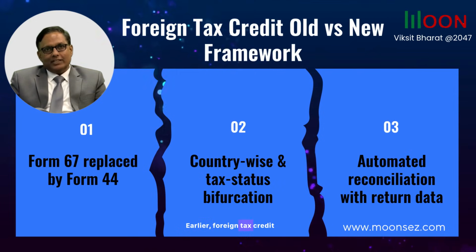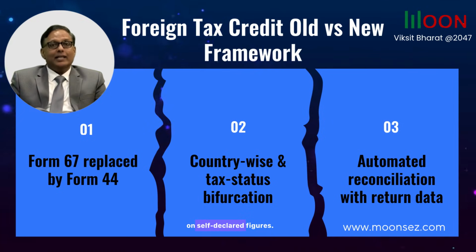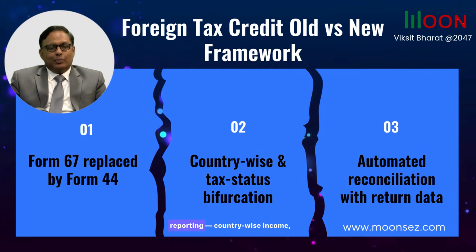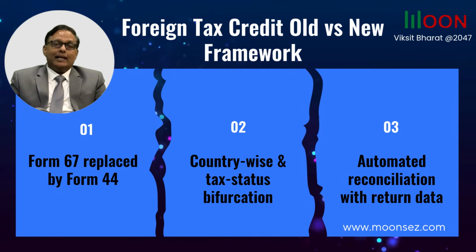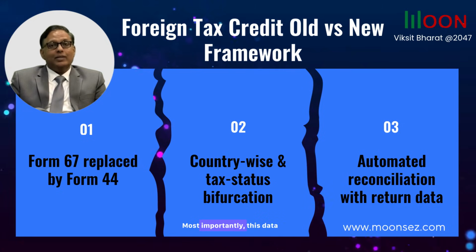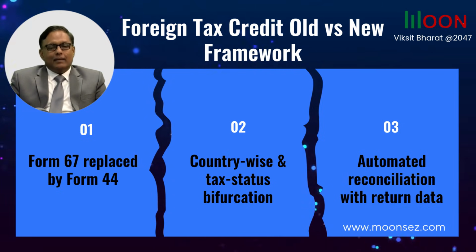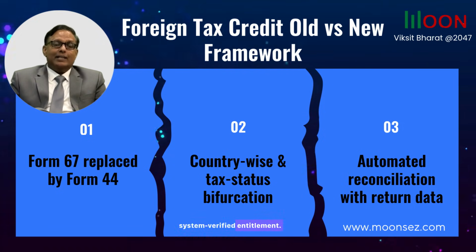Earlier, foreign tax credit was claimed through Form 67, which relied largely on self-declared figures. Under the new regime, Form 44 introduces granular reporting: country-wise income, tax paid, tax disputed, and tax credited. Most importantly, this data is auto-matched with the return of income and AIS. Foreign tax credit is no longer a claim. It is a system-verified entitlement.